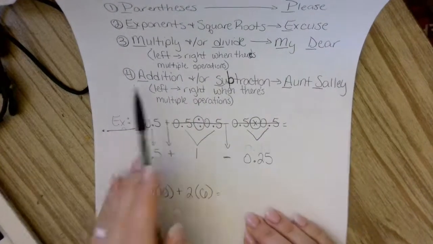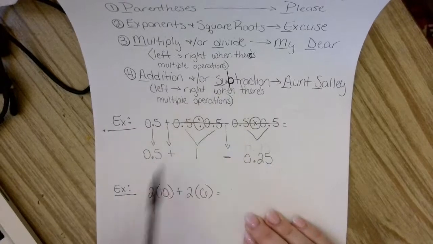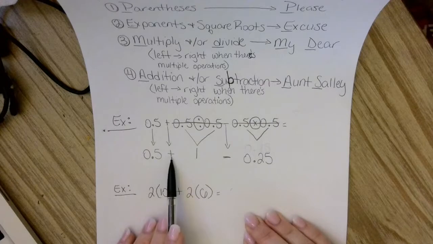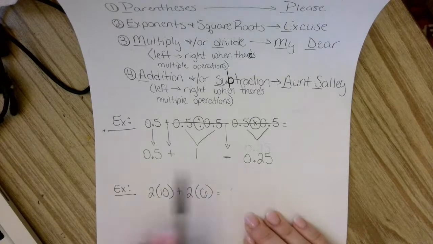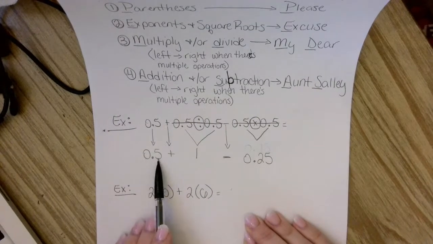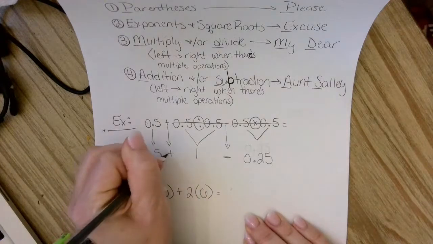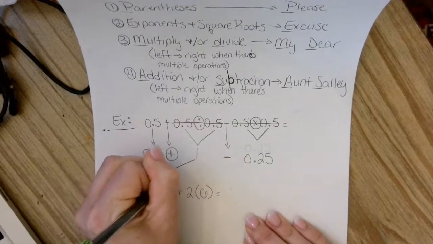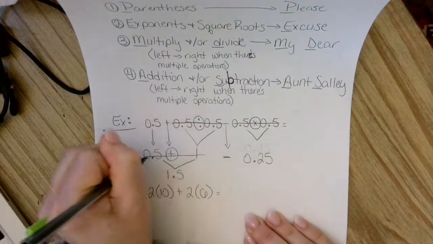So now my last step is to do addition and or subtraction. So I have addition and then I have subtraction. So again, because I have multiple addition and subtraction signs, I'm just going to move from left to right. So I'm going to do 0.5 plus 1 first. And I get 1.5. So I'm done with that part.